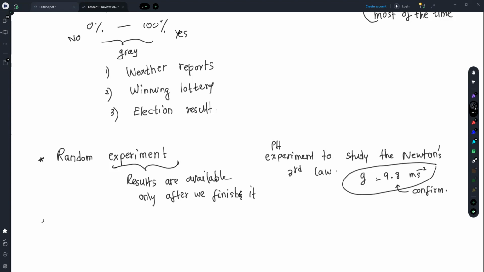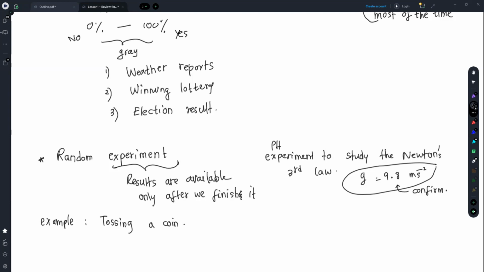For example, tossing a coin is a random experiment. If you toss a coin, it can be either head or tail. But until you actually toss the coin and look at the answer, you do not know whether it will be head or tail. So those are random experiments. There is a pool of results, but which will be the actual result is unknown until you finish it.